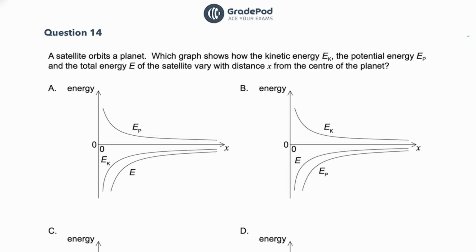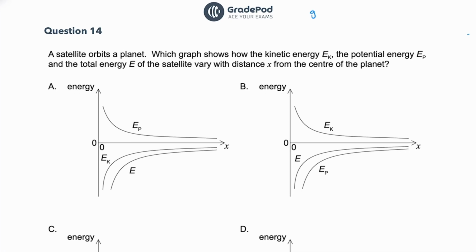Question 14, and this is where we start looking at higher level material. A satellite orbits a planet. Which graph shows how the kinetic energy, the potential energy, and the total energy of the satellite vary with distance x from the centre of the planet? And before we delve further into this question, I want to remind you of the definition of gravitational potential.